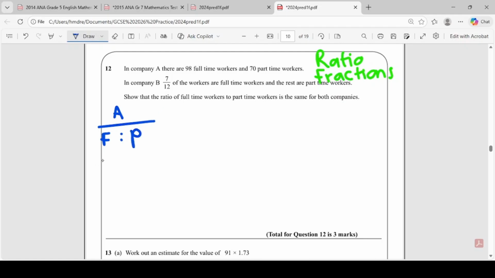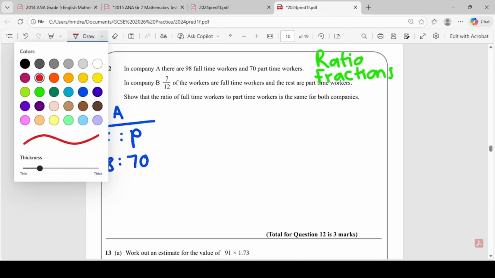So I said there's 98 full-time workers and 70 part-time workers. But as soon as you see a ratio, you need to be thinking, can I simplify this? My trick for ratios when I'm simplifying, especially in a non-calculator paper, is I try to divide by 2 or 3 or 5. Those are my starting ones. So I can see these ones, I can divide both of these by 2. So I'm just going to start with that.